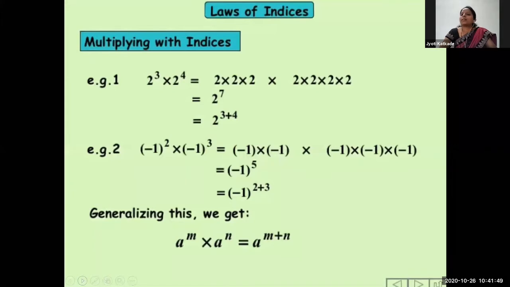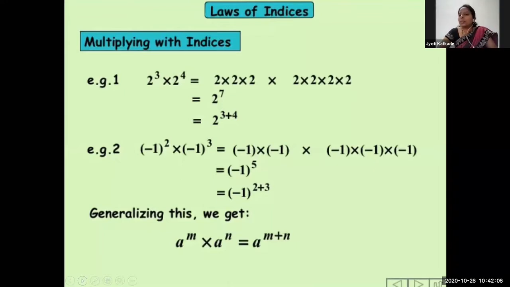Law of indices, that is multiplying with indices. You all studied the law of multiplication of indices in the last lesson. See the example, 2 raised to 3 into 2 raised to 4.